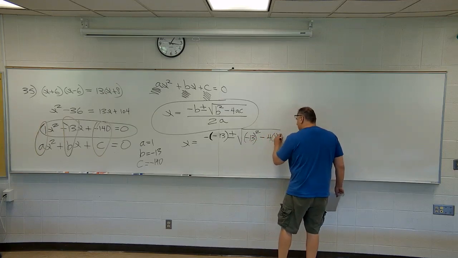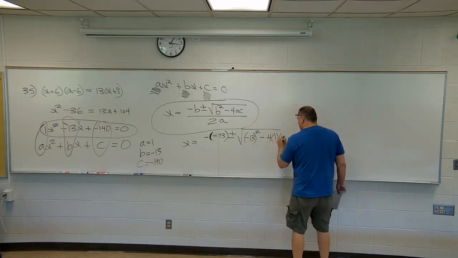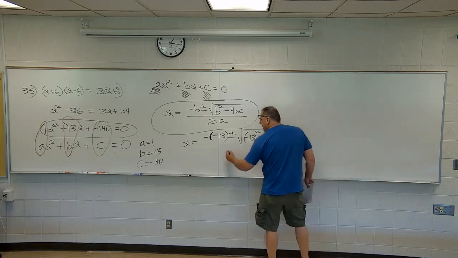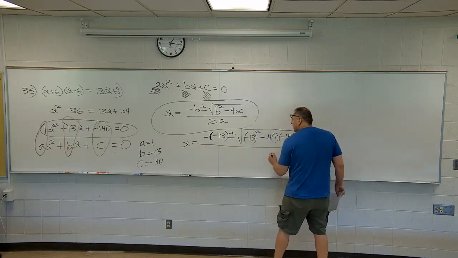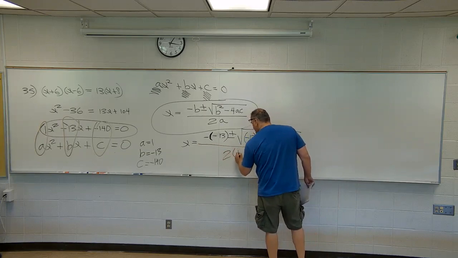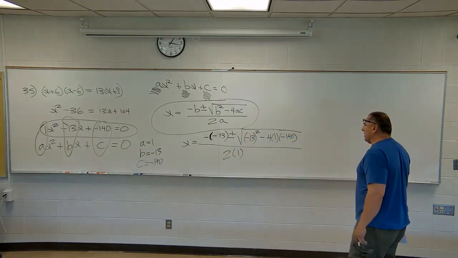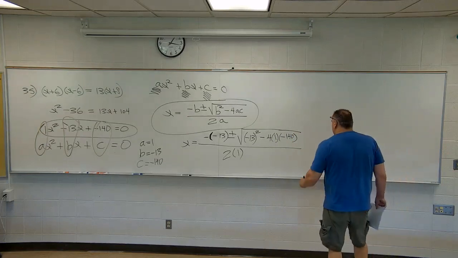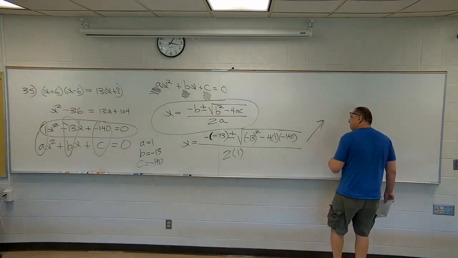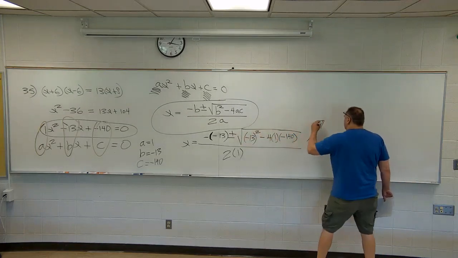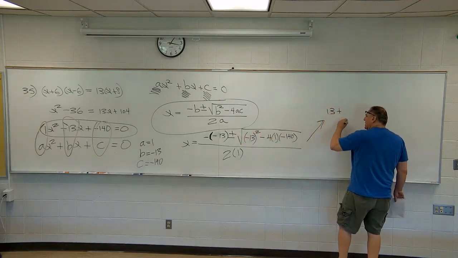Four. A is 1. C is what? Negative 140. That's pretty big. Where's that going? 2 times A. Okay, that plus or minus is going to get me somewhere, but let's see where it does get me, I guess. The opposite, let's evaluate it. The opposite of negative 13 is 13. Let's go with the plus scenario.